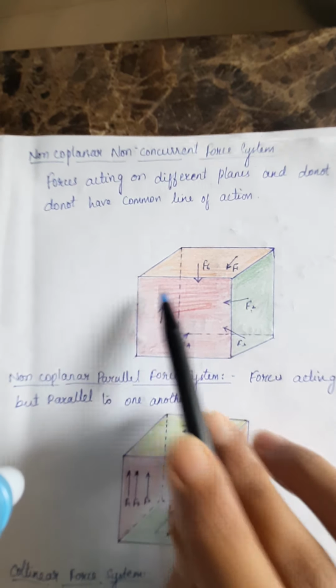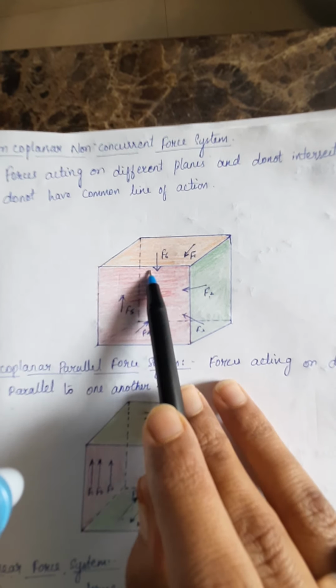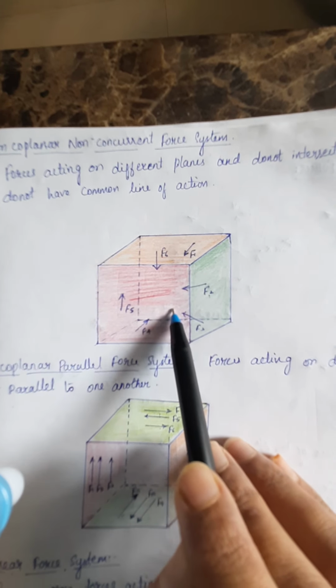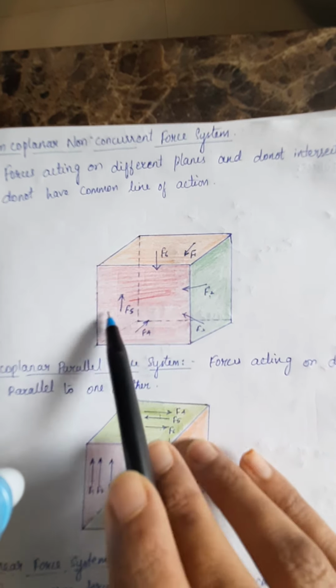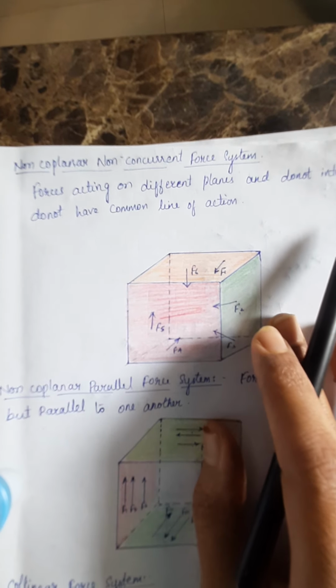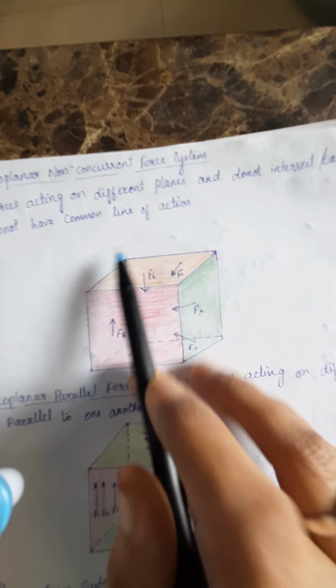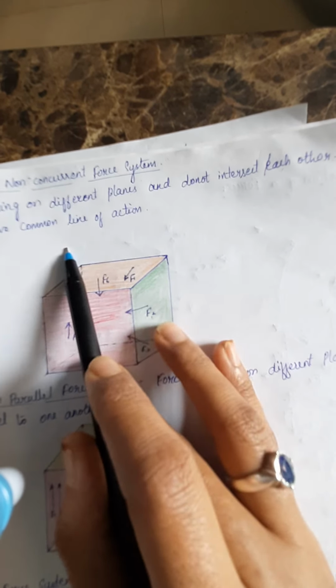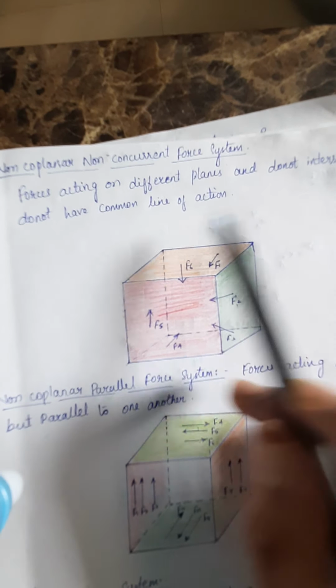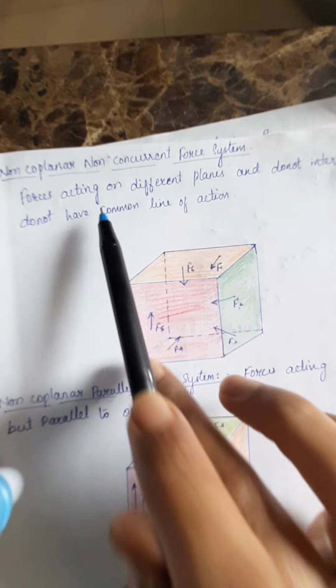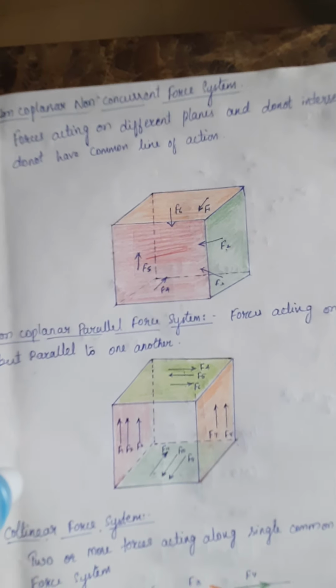Two or more forces are acting on different planes, and they are not even concentrating at any one point. Such forces we will call a non-coplanar non-concurrent force system. Forces acting on different planes that do not intersect each other or do not have a common line of action are called a non-coplanar non-concurrent force system.